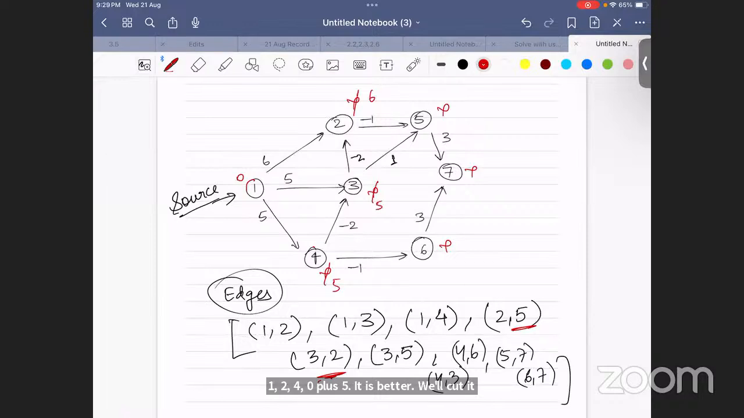2 to 5. Again, where is 2? 2 to 5. 6 minus 1 is what? 5. So 5 is better, so I'll replace with 5. Correct? So 2 to 5 is done.